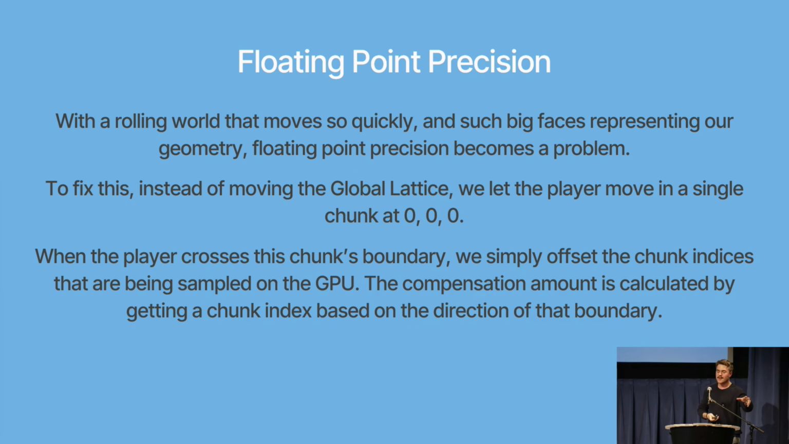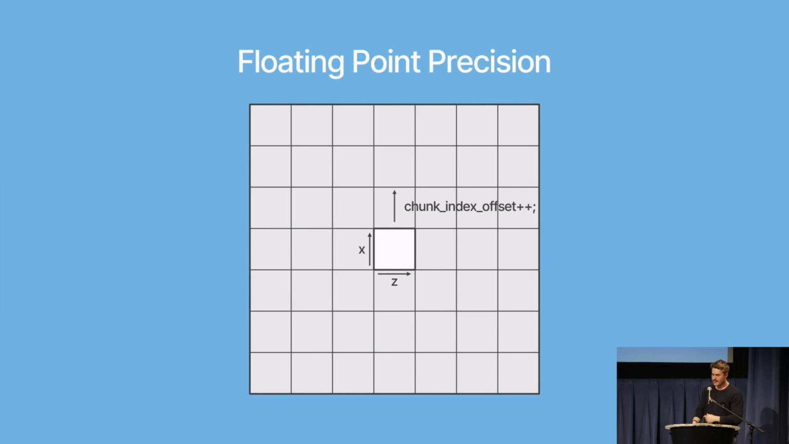So when a player crosses the chunk's boundary in any given direction, we take which direction they moved in and turn that into a chunk index using that same way we composed our chunk index. We can just add 1 to x, turn that into an index, and add that to the chunk index that's being sampled on the GPU. So we just add an offset based on the direction that they're going. You can see that here. Since x was our first, or our highest priority axis in constructing our index, if they moved in the positive chunk direction of x, we would just add 1 to the chunk index offset, which would be added to the chunk index on the GPU that's being sampled.